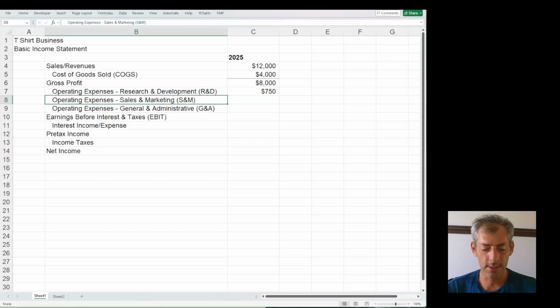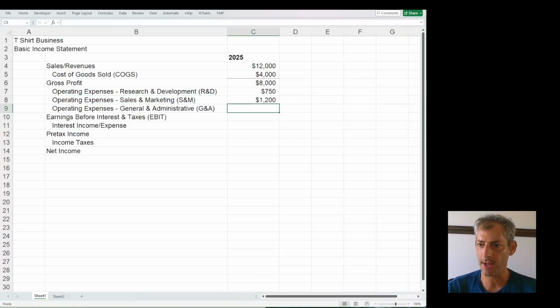Sales and marketing is their advertising essentially, and again, it can also cover the payroll of the people that are specifically dedicated to sales and marketing. So in this case, maybe they're printing pamphlets, they're paying for social media advertising, whatnot. Let's say they spend $1,200 on that.